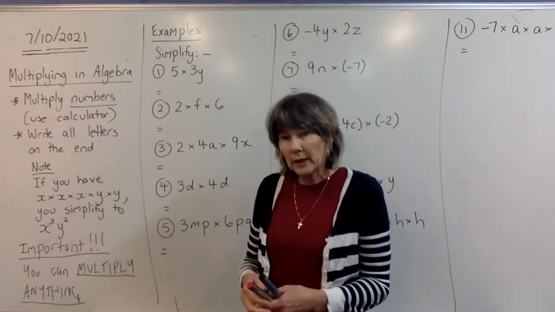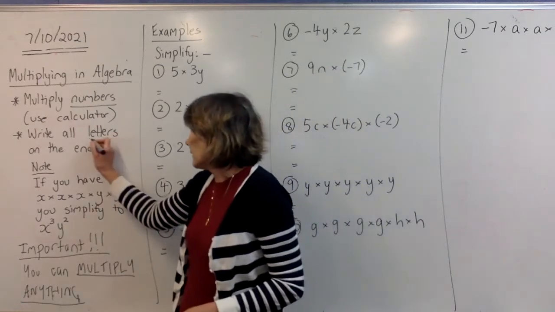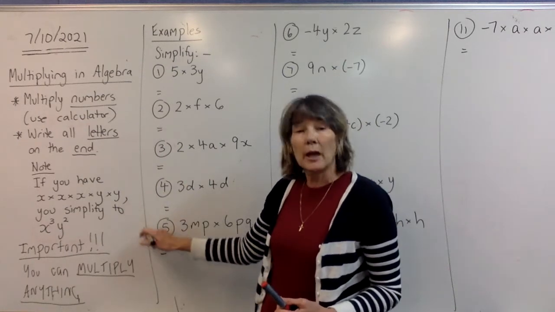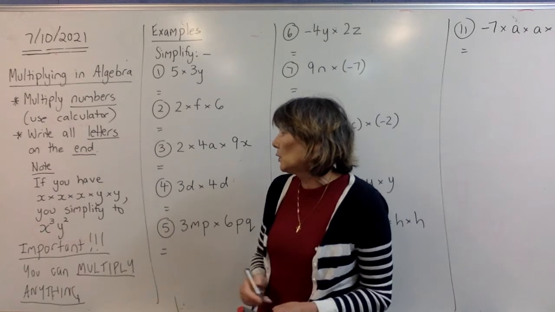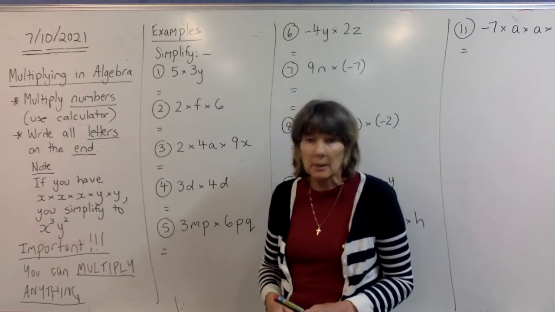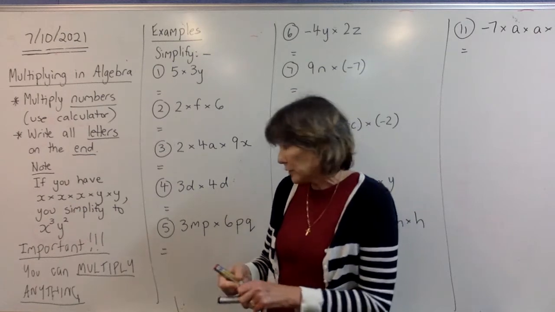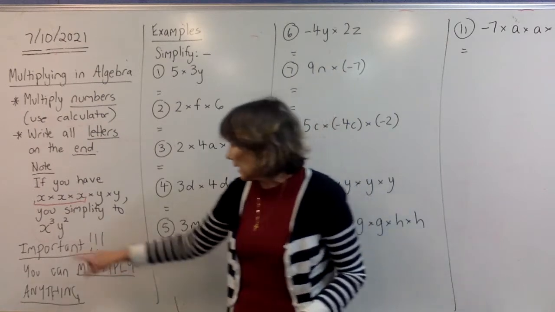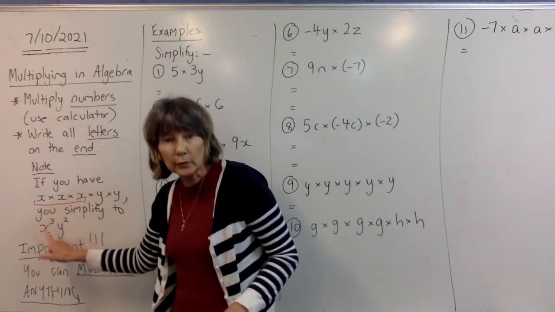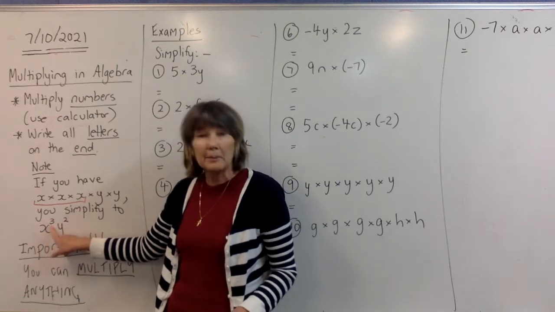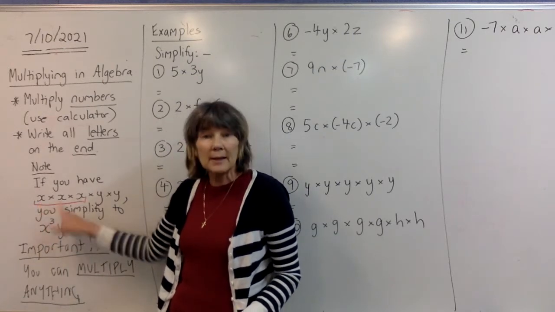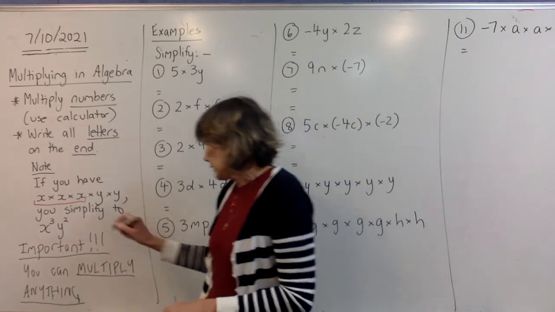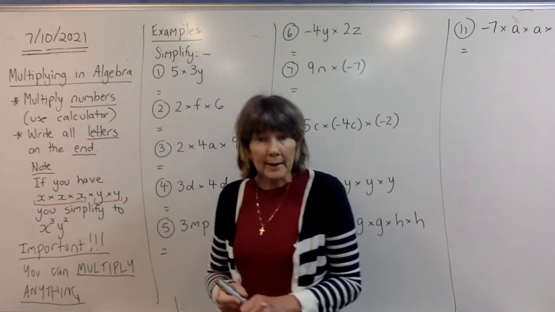Then we write all the letters down on the end. Okay, just write them all on the end of the answer. The only thing you have to do is have a little think about this. So if you have x times x times x times y, what we do is we look at x times x, and we write that down as x to the power of 3. Because what x to the power of 3 means is that we are writing the x down 3 times and multiplying them.